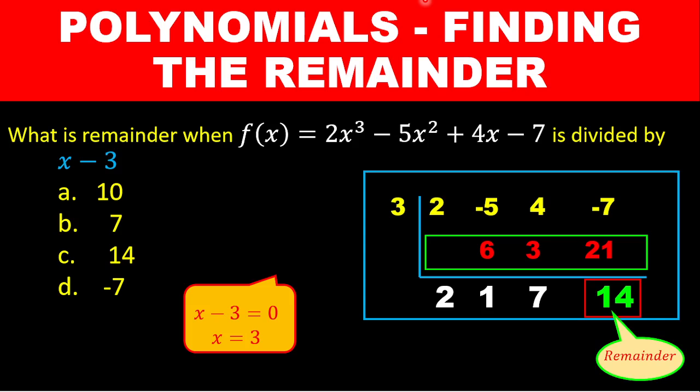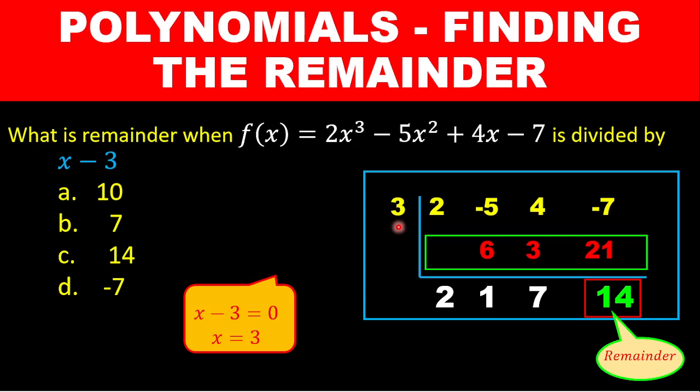Today's presentation, we want to learn how to use this simple approach on the right hand side to solve polynomial questions relating to the remainder. So in examination, we have a question: what is the remainder when f of x is equal to 2x cubed minus 5x squared plus 4x minus 7 is divided by x minus 3? So these are the possible answers that we are having. Now, if you really understand this concept, you should be able to solve this in less than 5 seconds.